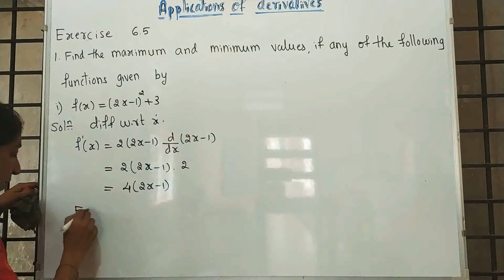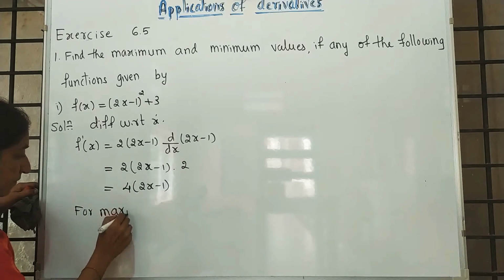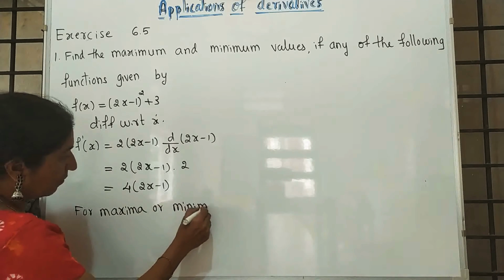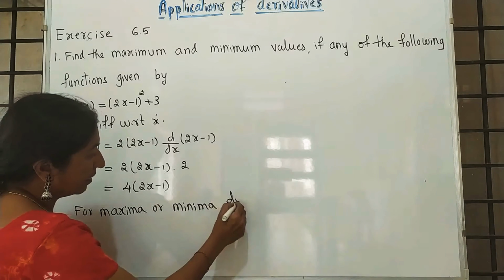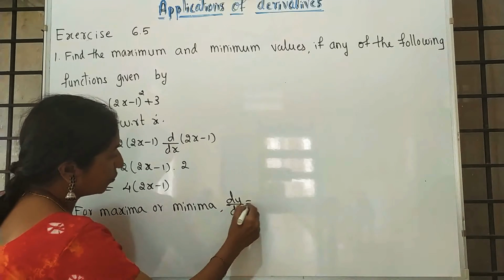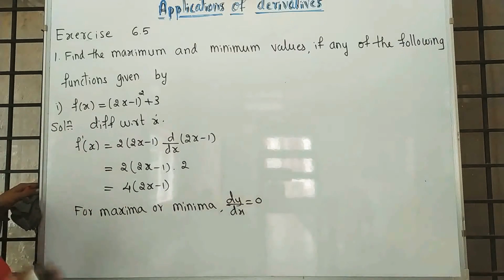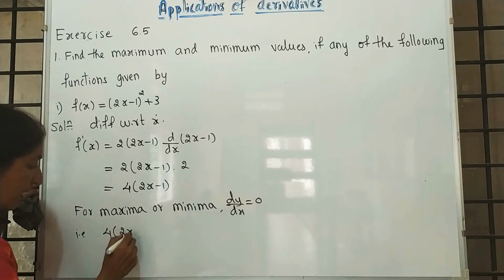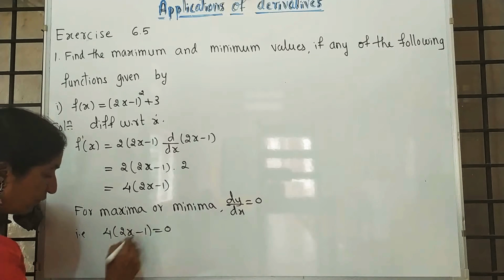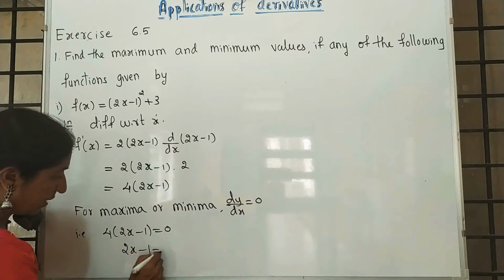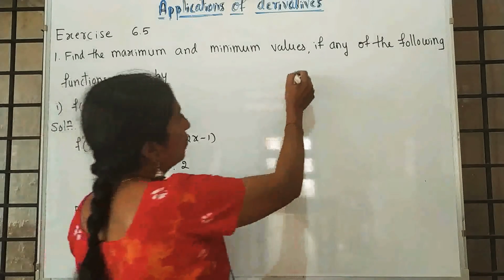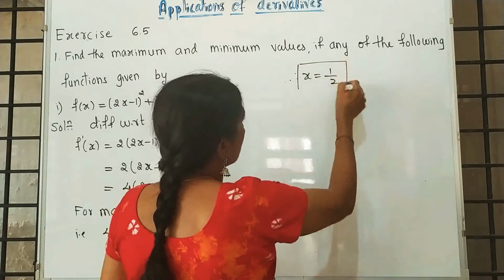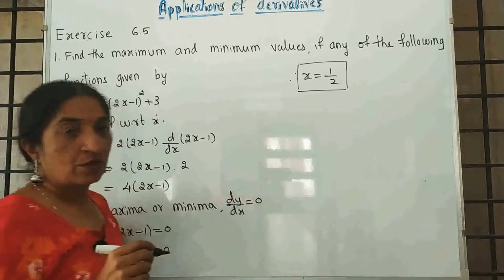For maxima or minima, dy upon dx should be 0. We have to equate the first derivative with 0. That is 4 into 2x minus 1 is equal to 0. Taking 4 to that side, 2x minus 1 is equal to 0. Therefore, x is 1 by 2. Now we got an x value.